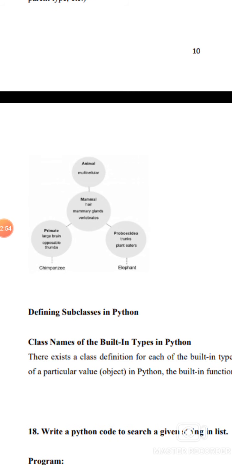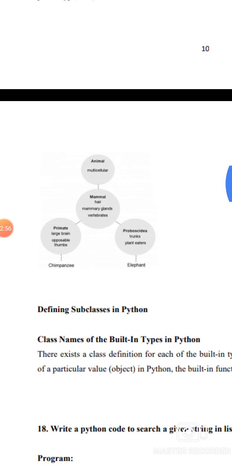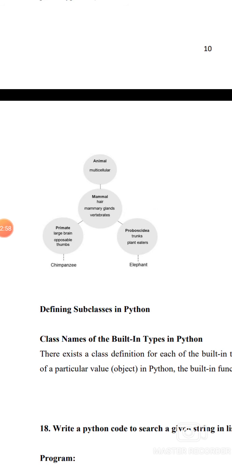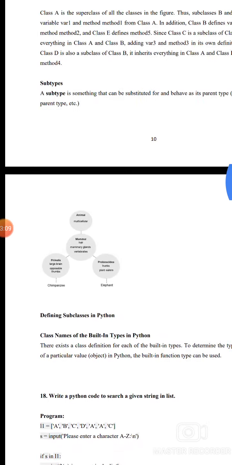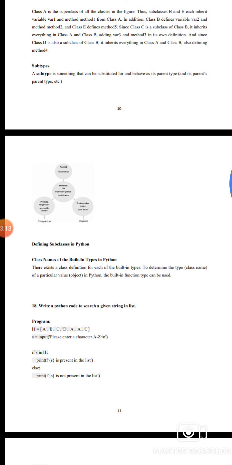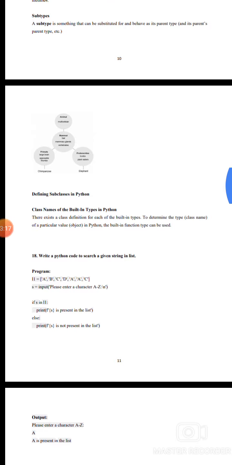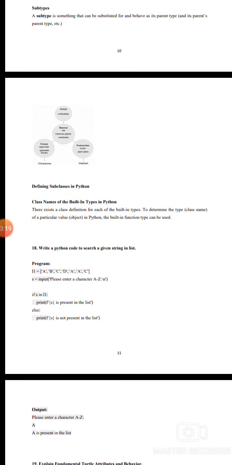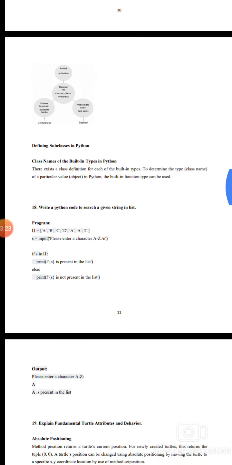Example animal: multicellular, mammals, mammary glands, vibrates, primate, large brain, opposable thumb, chimpanzee, proboscidea, trunks, plant eater is an elephant. Defining a subclass in Python: the class name of the built-in type in Python. There exists a class definition for each built-in type. It determines the type of a particular value in Python. The built-in function type can be used.